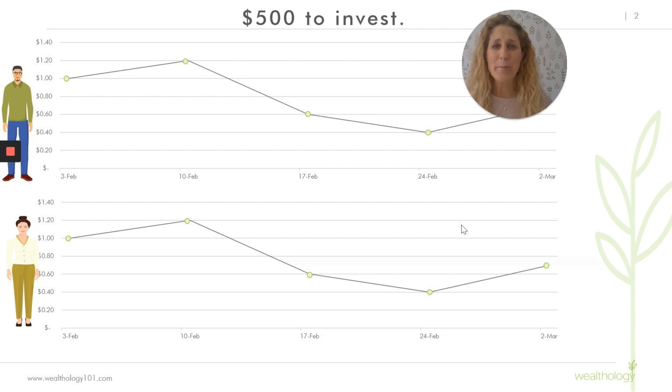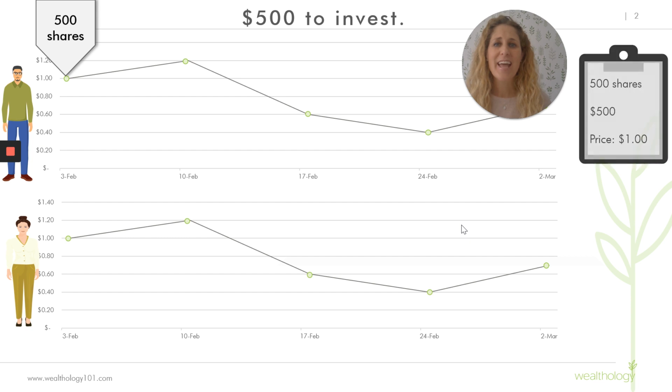Let's take these two people that each have $500 that they want to invest in this fictitious stock. The guy will take $500 and buy stock at one time in this first period on February 3rd. And he will end up buying 500 shares with his $500. This is a concept called market timing. He is picking a specific point in the market to buy, not knowing if the price of the stock is going to go up or down.